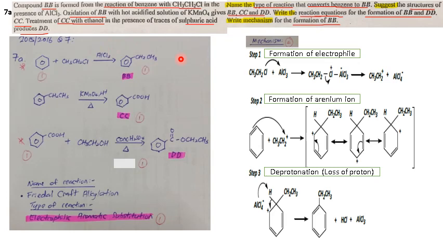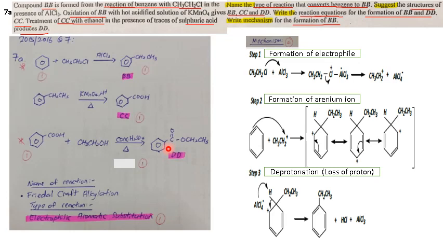So I transform these sentences into an equation. So this is BB in the presence of aluminium chloride. Then oxidation of BB with KMnO4/H plus and heat gives CC, benzoic acid. Then benzoic acid, CC, with ethanol in the presence of sulfuric acid. So esterification happens, an ester is formed, and then it produces DD. Okay, DD is over here. Wrong labeling, DD is supposed to be here.